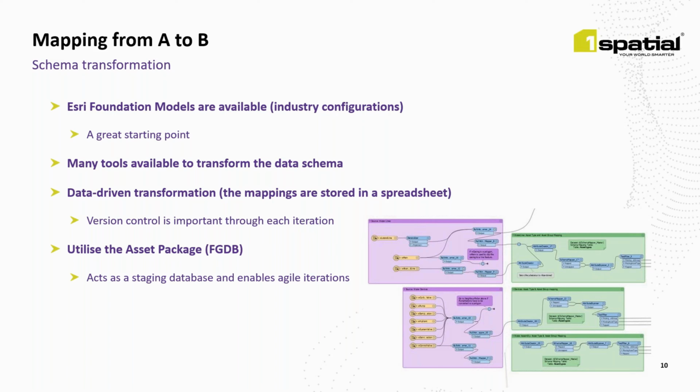I already mentioned an asset package, but just to describe what that is, it's actually just a file geodatabase that has some specific tables and configurations, and it acts as a staging database for your utility network. What that enables you to do is, rather than pushing data from your source system all the way through end to end into the utility network, we can move through iterations of migration much more quickly and much more efficiently. So working in an agile manner, if you like.